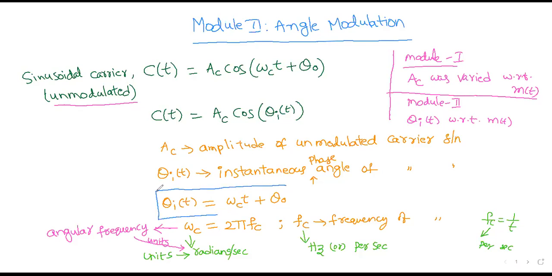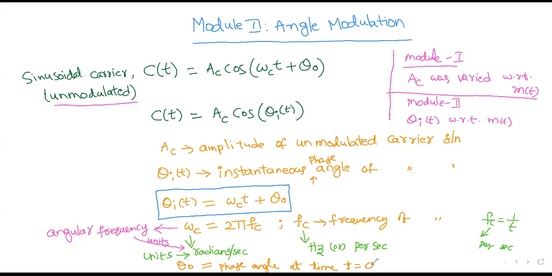Theta I of t we have written as omega ct plus theta naught. And one more thing, I did not write what theta naught is here. Theta naught is the phase angle at time t equal to 0. So what is theta naught? It is the phase angle at time t equal to 0.